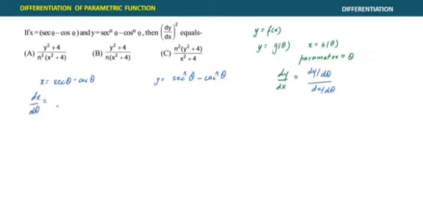So what you will get as dx by d theta? What is the derivative of secant theta? Secant theta into tan theta, and this will be plus sin theta. Got it? What can I say about this now? Okay, so it does not seem that any further step could be done. Now again go back to the question. Let's see the three options that are given to you. They are all in terms of x and y, right? They are not in terms of theta.